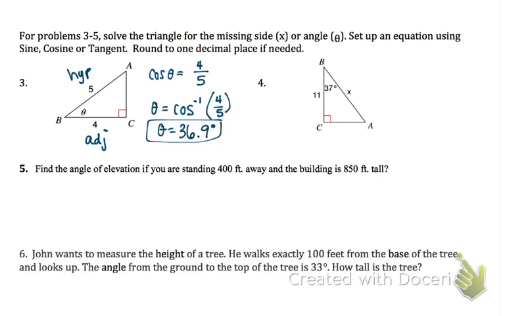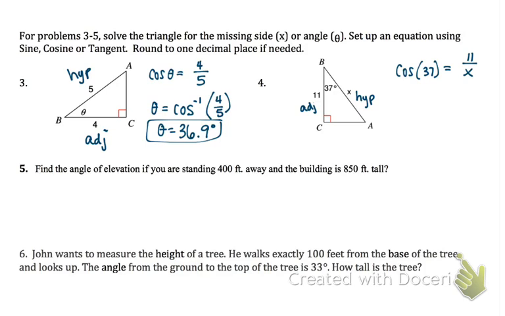Alright, number 4 is going to be about the same, except this time we're looking for a side. We're actually looking for our hypotenuse. And again, we know our adjacent, so we will be using cosine. So we have cosine of our angle, which is 37, equals adjacent over hypotenuse.